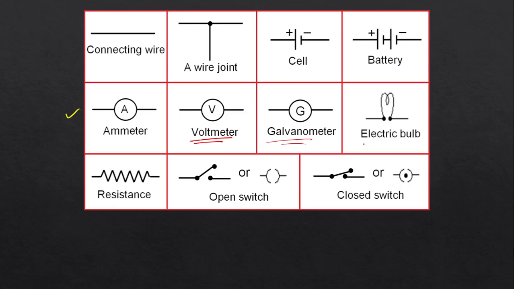The next one is the electrical bulb. We all know where an electric bulb is used. It contains a wire, and it will glow. Then we have resistance. A resistor will offer resistance to the flow of charges. Then we have the open switch, and these are closed switches.